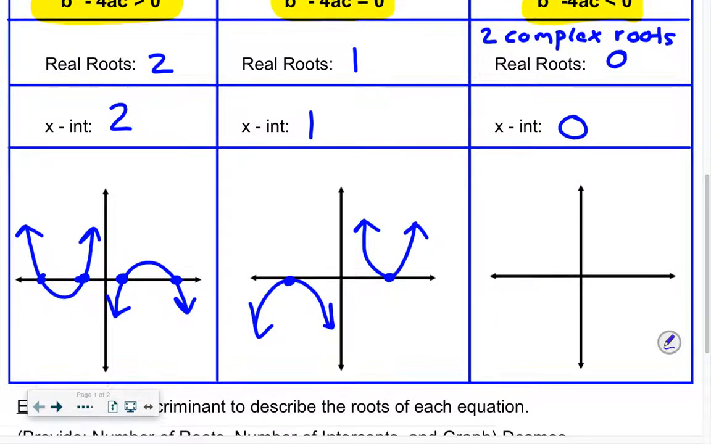And if we look at some examples, notice that one's floating off in space. It's never going to touch. This one down here is never going to touch.